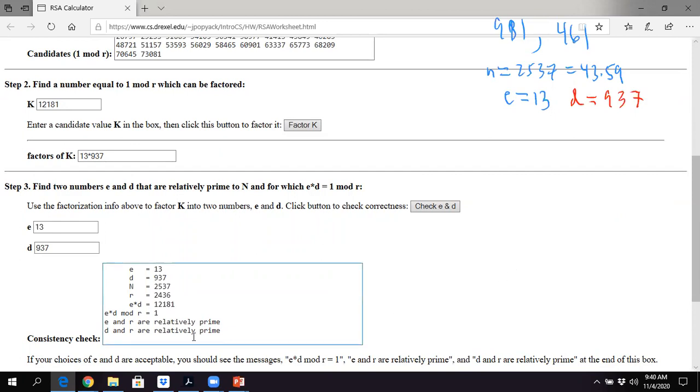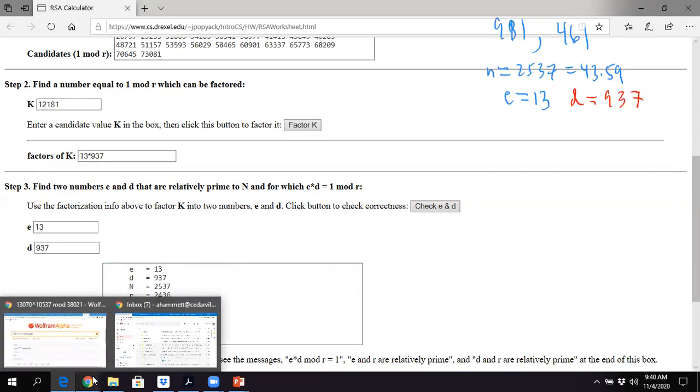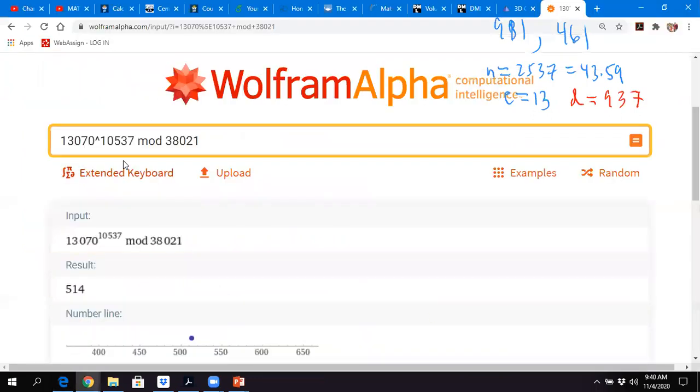Back to Wolfram Alpha, and let's decode these things. 981 raised to the, okay, what am I going to raise this to? That was the encrypted message that was sent across the channel that I have intercepted as a hacker. What am I going to raise this to? 937 modulo, and what's our modulus?